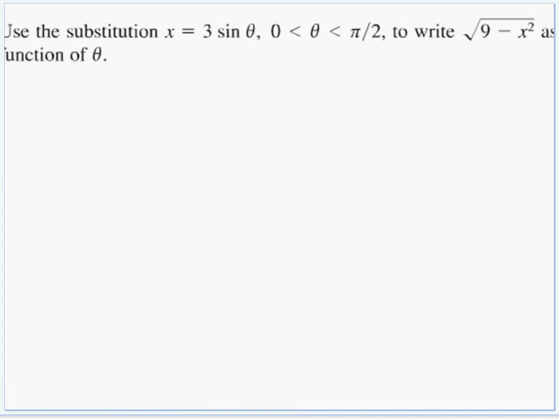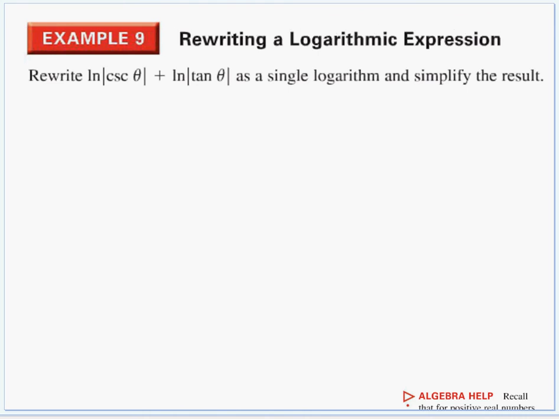I think we got one more example. Let's see. Oh, okay, here is why we needed that little warm-up. So we got here: rewrite the natural log of the absolute value of cosecant theta, plus the natural log of the absolute value of tan theta, as a single log, and then simplify that result. The bars are on there. Remember, we cannot log any negative numbers. Logs are not defined for negatives. So these bars are just forcing us to play within the rules and not be logging negative values.